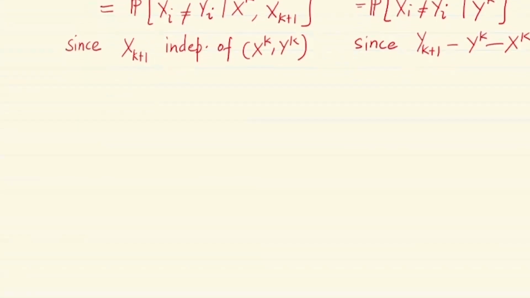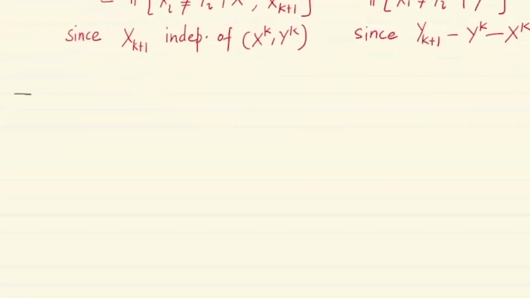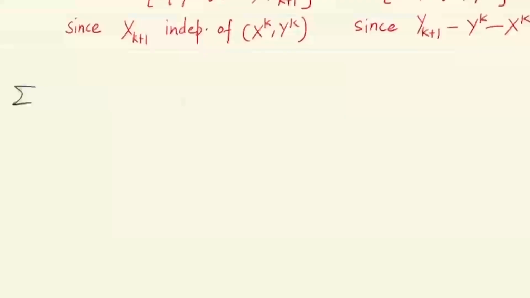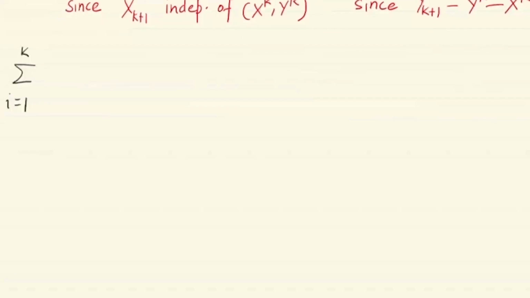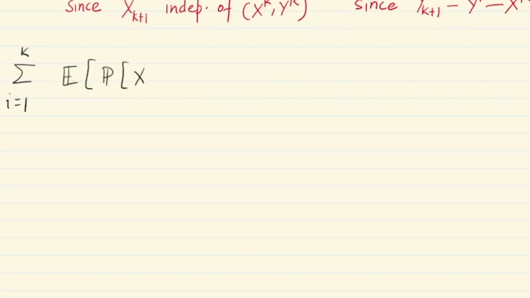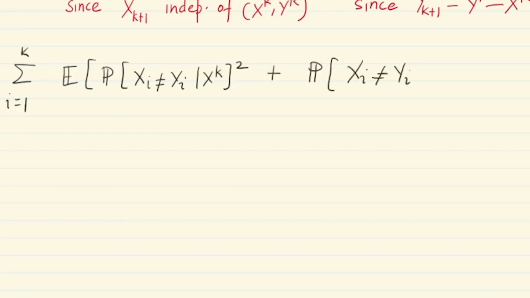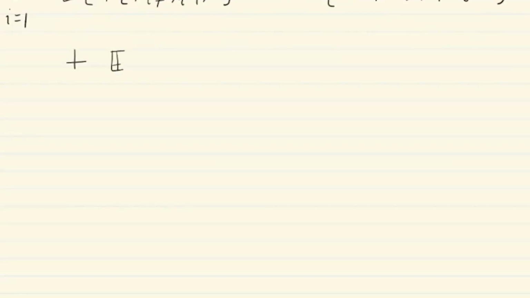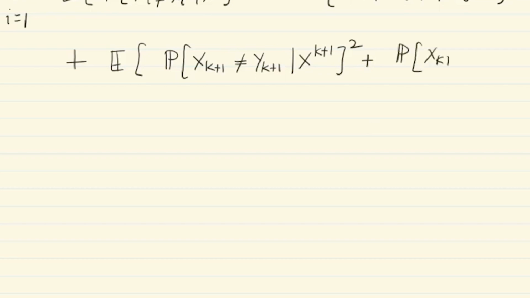So what we have finally is that if you split this sum into two parts, one containing all terms up to k and one containing the k plus first term. In the first sum, i equal to 1 through k, we use these equivalences, which allow us to replace x all the way up to k plus 1 with x only up to k, plus p of xi not equal to yi given y all the way up to k only. And then we have the last term, initialized at k plus 1: p of xk plus 1 not equal to yk plus 1 given x all the way up to k plus 1, the whole square, plus the same event conditioned on yk plus 1, the whole square.